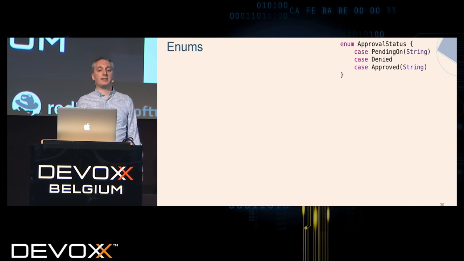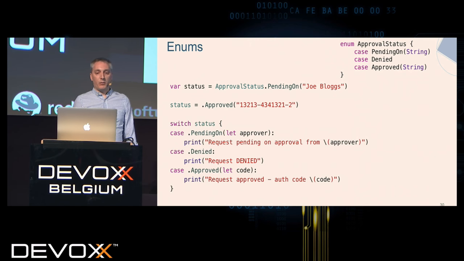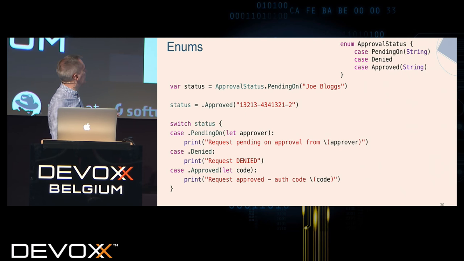So here, two of my cases have a string associated value. What that means is I can create an approval status and say who it's pending on. So in this case, I'm passing a string to that enum there. And then if I set it to something else, I can set it to approved and change what the string is. What that means is that you can then switch on your enumeration and, according to the state it's in, you can fish out what that associated value was by saying let approver there. So that's a really nice feature that lets you just stash something inside an enumeration without having to go to all the hassle of subclassing it or adding state to it, which is nice.